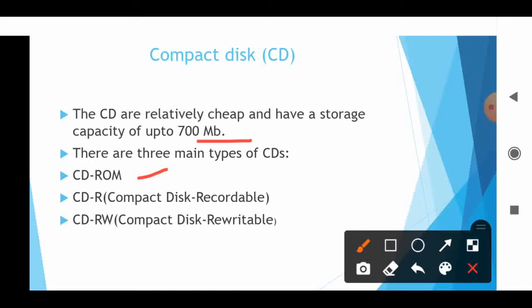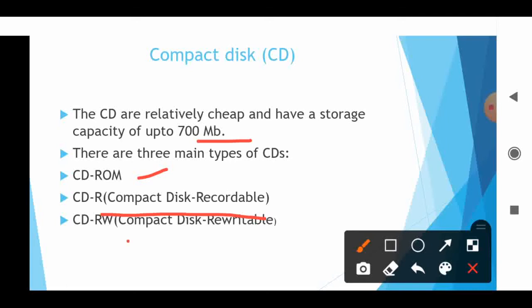That is called as what? CD-ROM. It is mainly used for distribution, for example software, games, e-books and so on. We will just read it, we won't do any writing work. The next one is CD-R, compact disc recordable. It is mainly used for writing. If you want to copy any data or project, you can use this CD. The content cannot be erased.